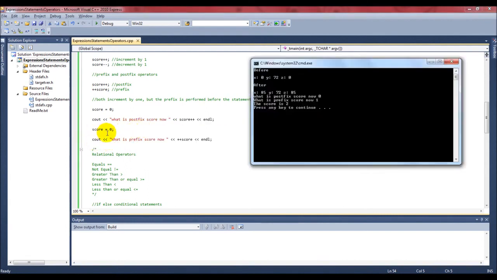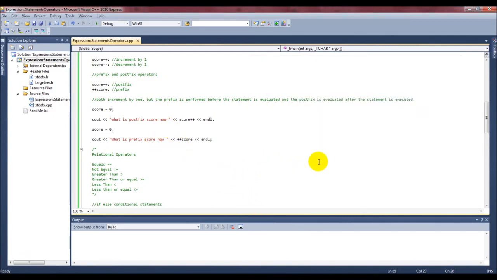Now for the prefix, I reset it back to 0. This gets evaluated before the line gets executed, so therefore it prints the prefix score is 1. Okay, so you should probably take note of that, and that could definitely be exam questions. Hint, hint, hint, hint, just letting you know.